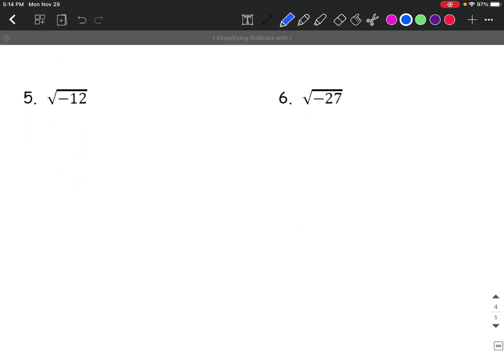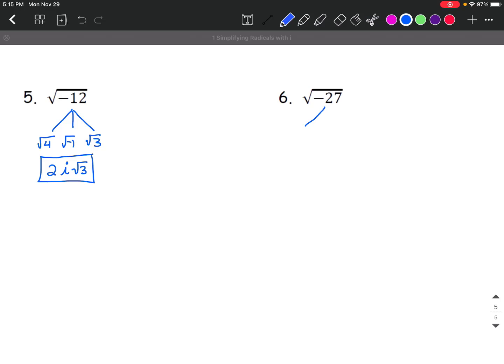Okay, 2 more. Number 5, we're going to break this up into 3 parts because I have my negative 1. As soon as I see a negative, I know I have negative 1. And what's the perfect square that goes into 12? It's 4, and it goes in 3 times. Now the square root of 4 is 2. The square root of negative 1 is I, and the square root of 3 I don't know, so I keep it. And my answer is 2I radical 3.